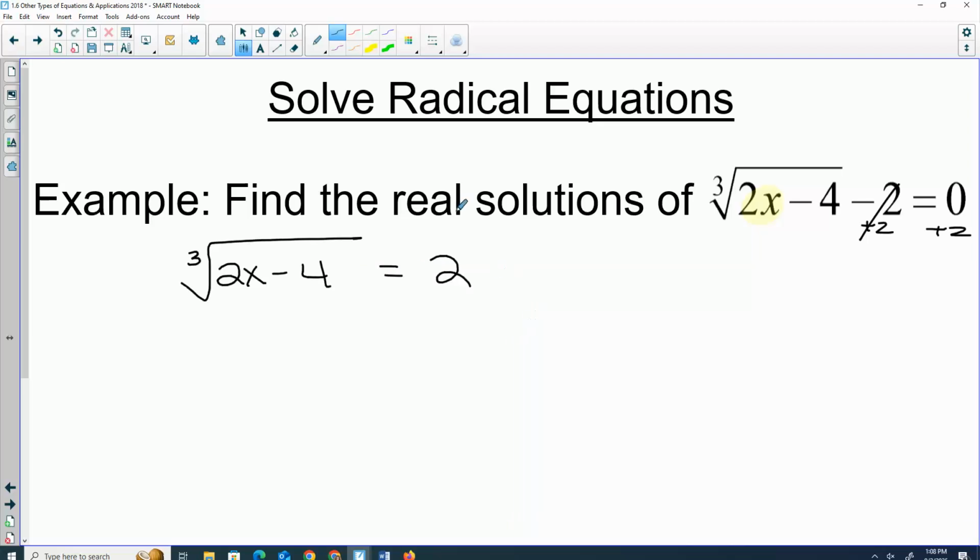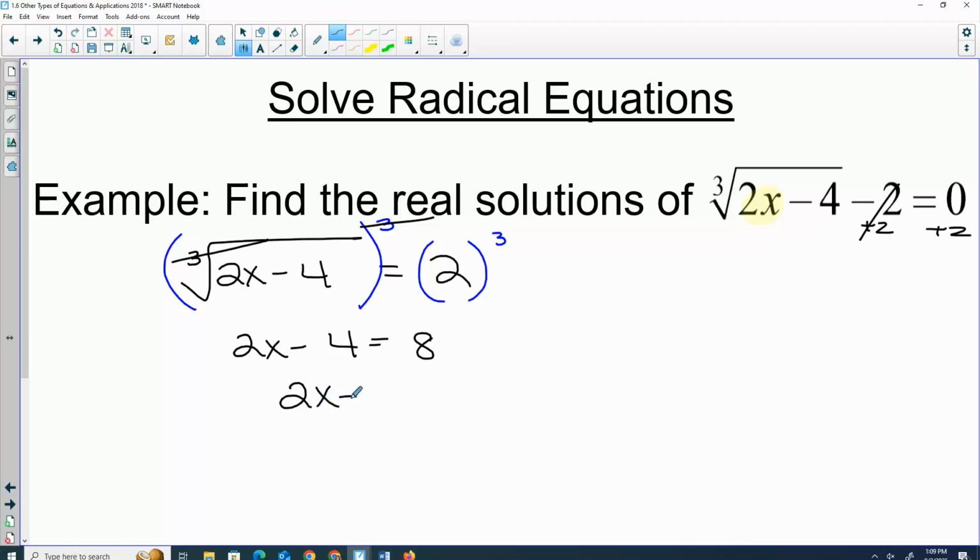I'm trying to get to x. It's under my radical. What is the opposite of a cube root? Cube. So I'm going to cube each side of this equation. So over here, my cube root and my cube cancel. Over here, 2 to the 3rd power is 8. So if we add over the 4, divide by 2, and x is 6.